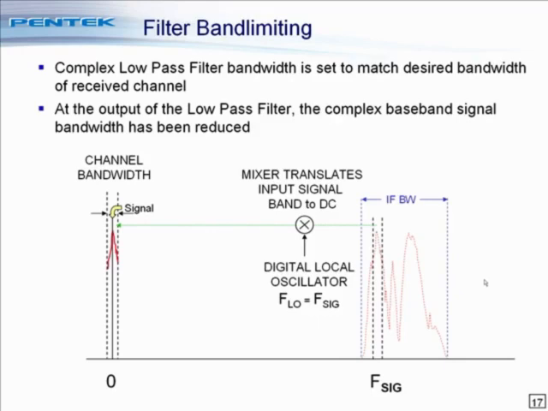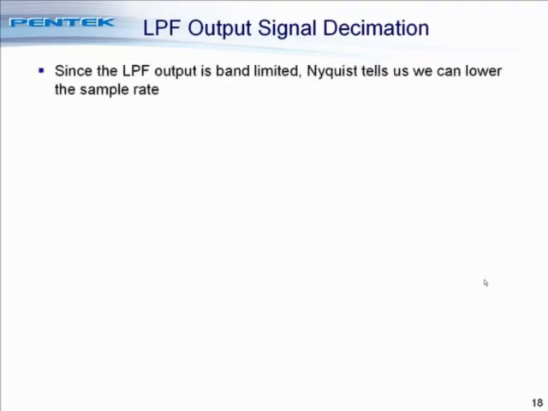So now at the output of the low-pass filter, the complex baseband signal bandwidth has been reduced. We've reduced that bandwidth through the filtering process. The low-pass filter output signal is now decimated. Since the low-pass filter output is band limited, Nyquist tells us that we can lower the sample rate.